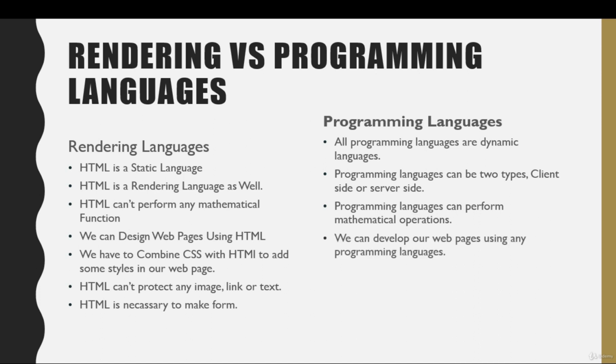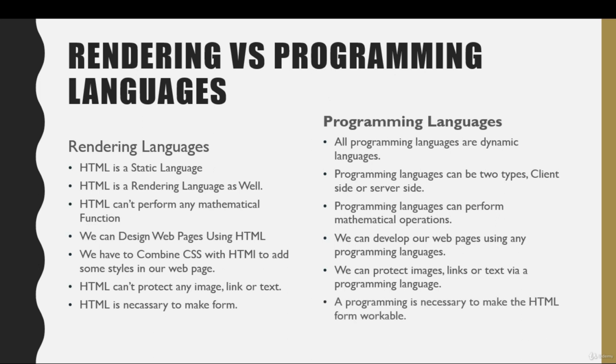We can develop our web pages using any programming language, but here we are not talking about designing a web page, we are talking about developing a web page. We can protect images, links or text via a programming language, just like JavaScript, as I said. A programming language is necessary to make the HTML form workable. What does that mean? HTML is necessary to make the form, the design, the look and the face of the form. But if you want to make that form workable, to process anything or add some kind of process in your page, then you have to program something, so you have to use a programming language.